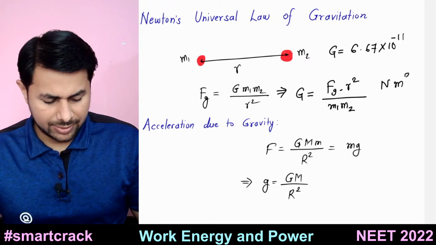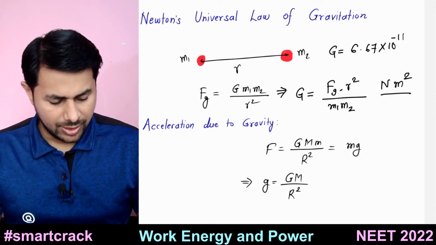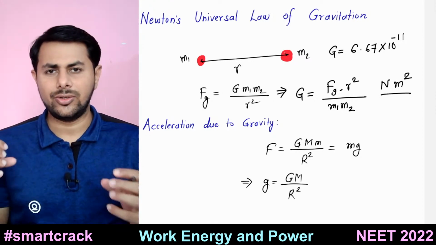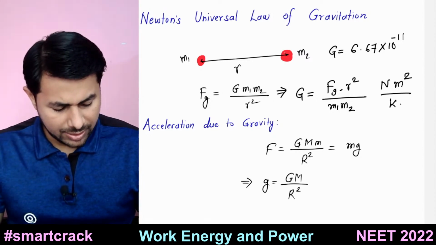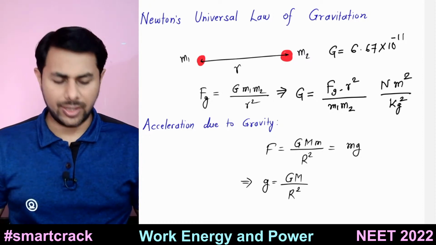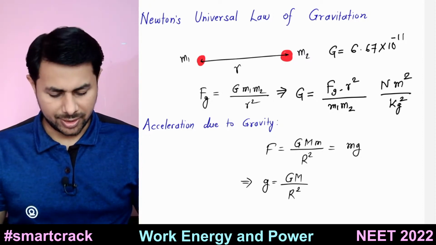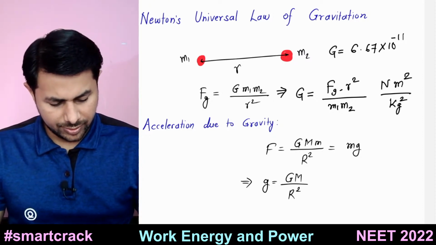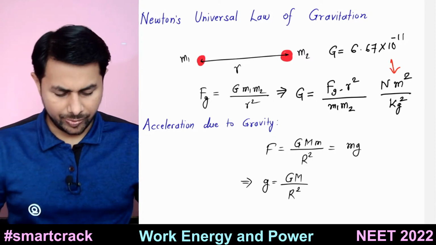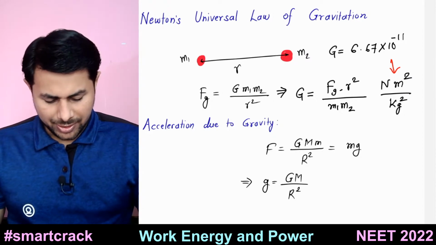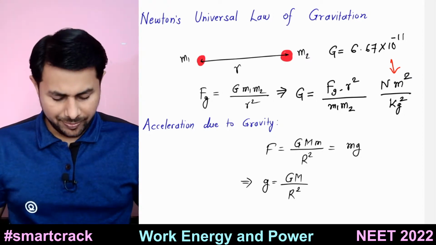So we have r square, therefore it is meter square, and in denominator we have square of mass. Mass times mass, so unit of that is kg, so we have kg square in denominator. So this is the unit of universal gravitational constant. After that, let's move on.